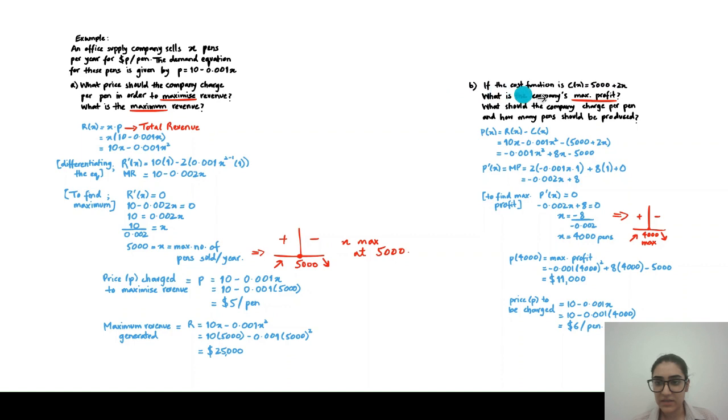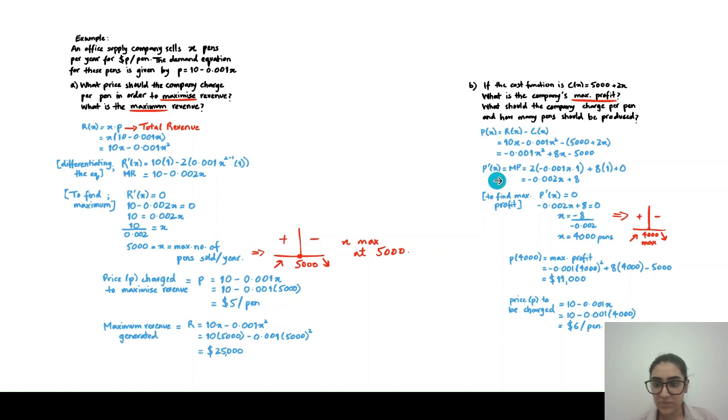Now part B asks: if the cost function is C of x equals 5,000 plus 2x, what is the company's maximum profit? What should the company charge per pen and how many pens should be produced? Here we have our profit equation. As we implied before, profit is equal to revenue minus cost. So our revenue function that we found from here is 10x minus 0.01x squared, minus our cost equation, which is 5,000 plus 2x. This gives us the profit equation.